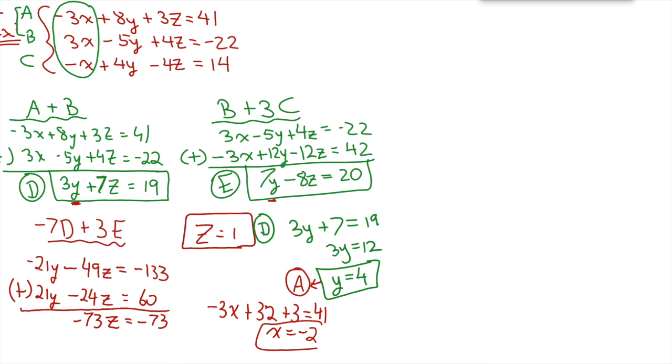And then as a coordinate, it would be negative 2, 4, 1. So the system's solution is x equal to negative 2, y equal to 4, z equal to 1. It always goes alphabetical: x, y, z. That's all I have.